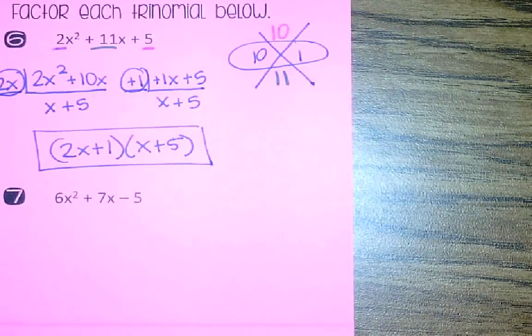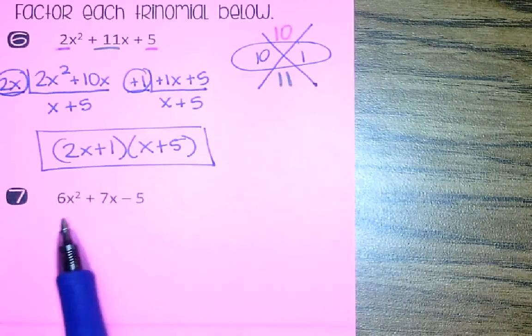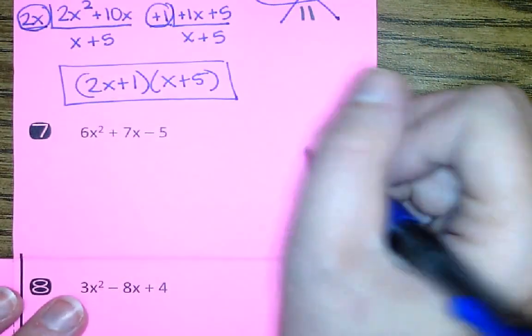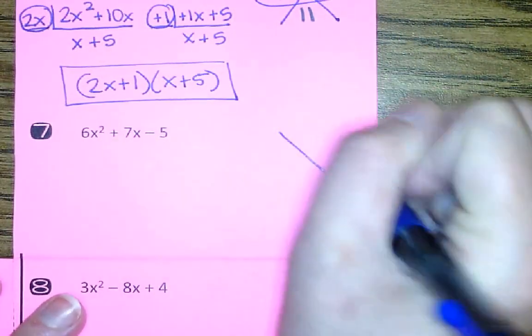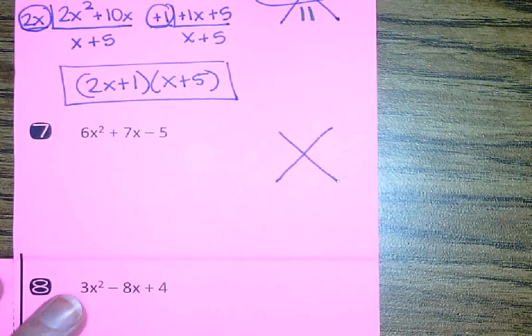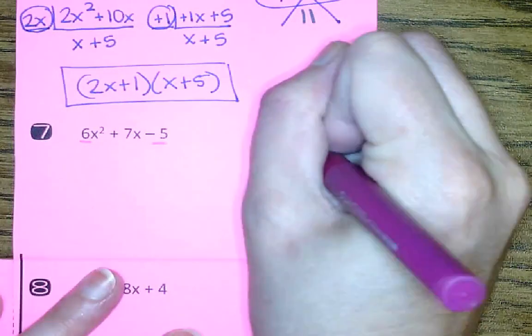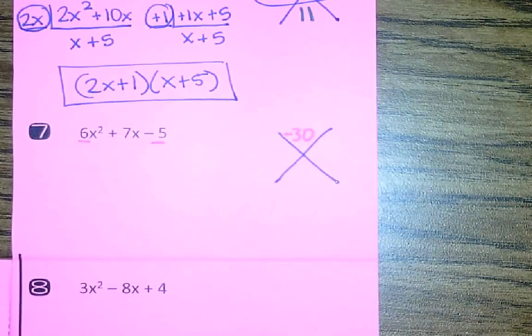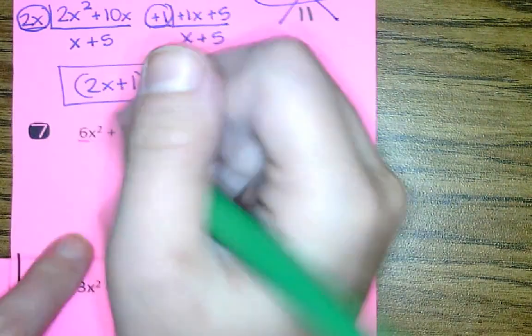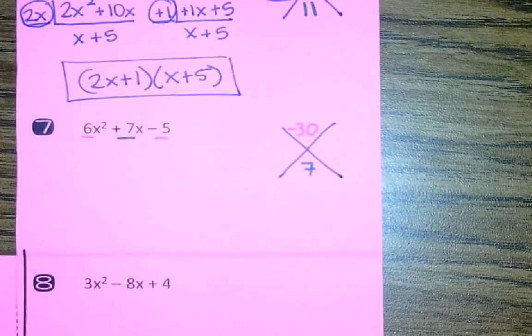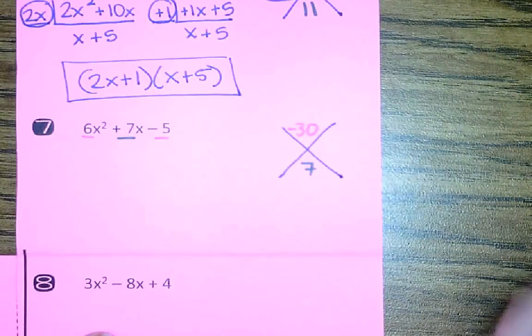All right, then we'll go to our next one, 6x squared plus 7x minus 5. So guys, when I make my x, what goes on the top of my x here? Negative 30. And what goes on the bottom of my x? 7. So what two numbers multiply to negative 30 but add to 7? Eric? Negative 3 and 10.